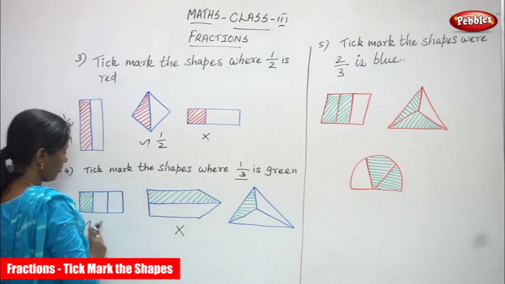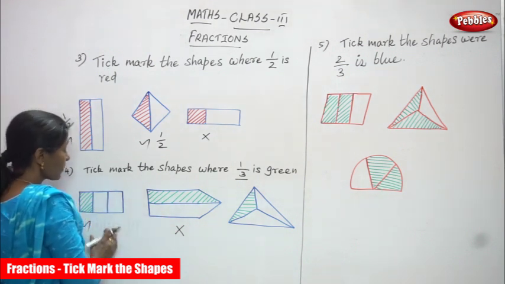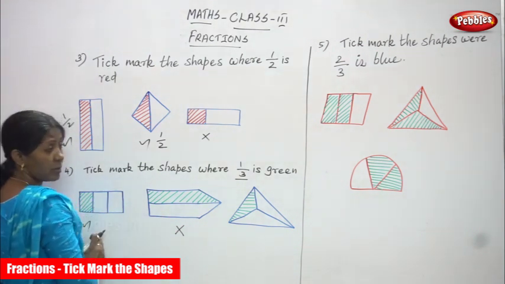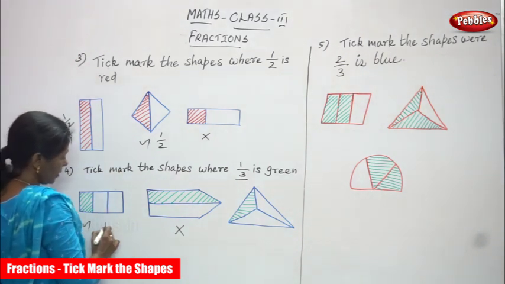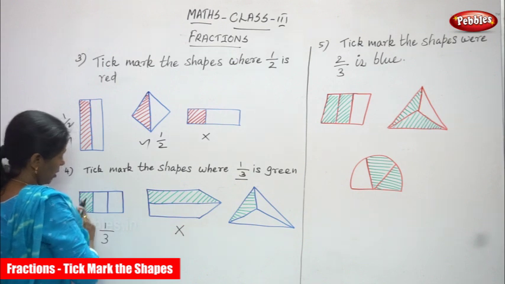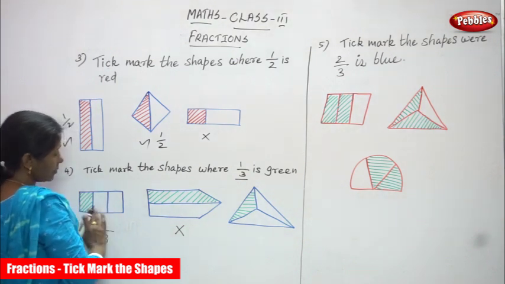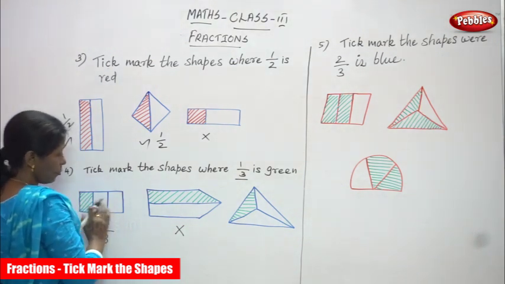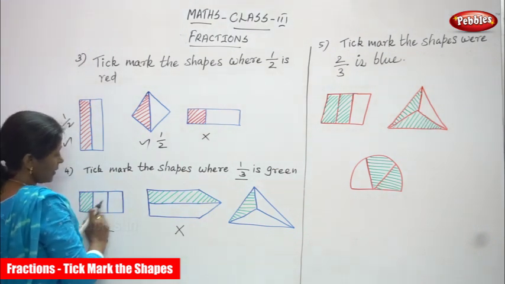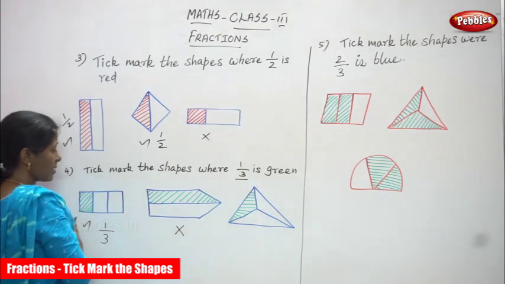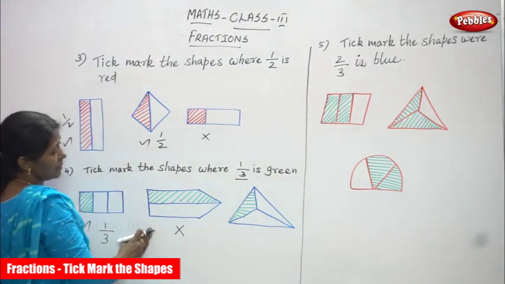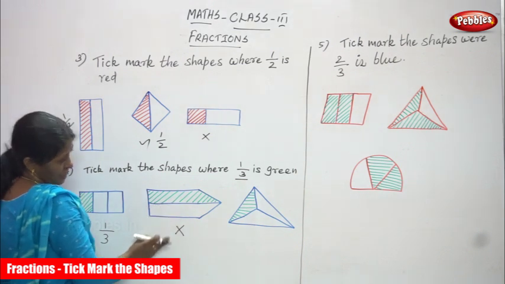I'll repeat once again. The first diagram is a rectangle, so I cut into three parts but shaded only one part, so 1 by 3 applies. One part is in green color, the other two parts are in white color. I cut into three parts but shaded only one portion in green color. This diagram I cut into two parts only.